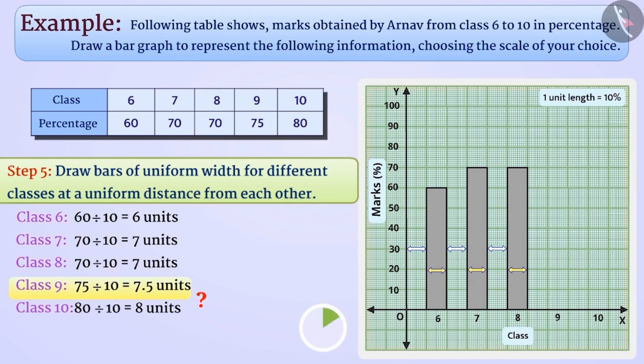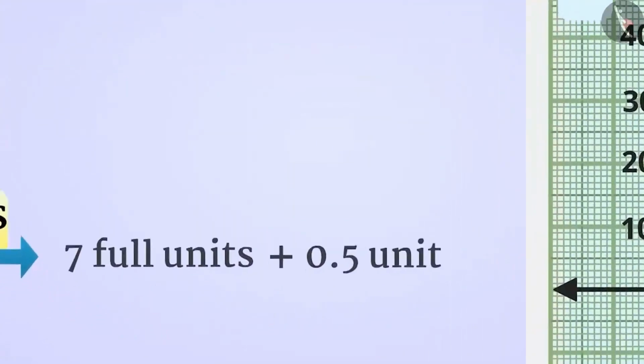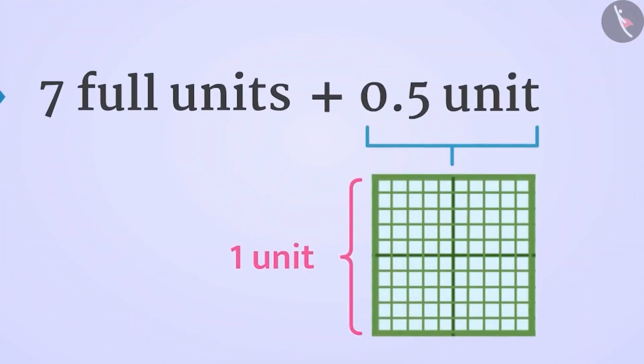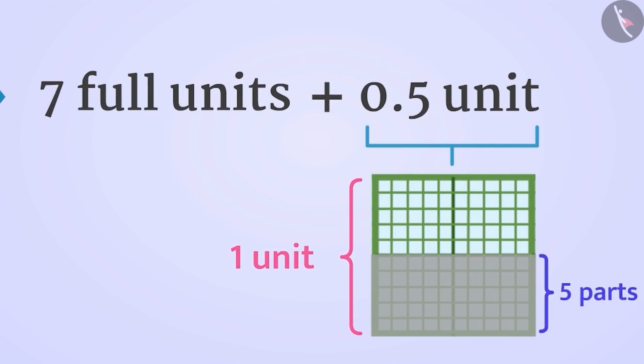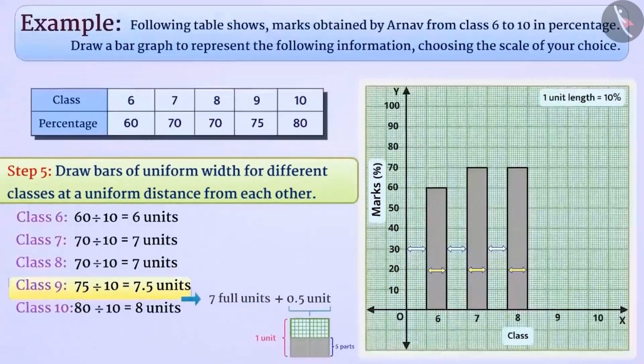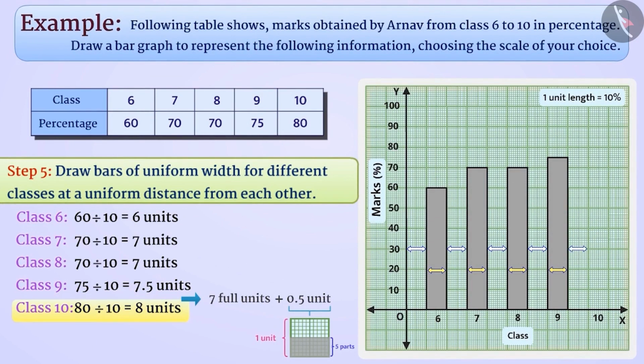Think for a while. You are absolutely right. 7.5 means 7 full units and 0.5 units means 5 parts out of 10 parts of 1 unit. Therefore, for class 9, we will draw a bar of 7.5 unit length in this way. In the same way, we will draw a bar of 8 unit length for class 10. Thus, we have obtained the bar graph for the given information.